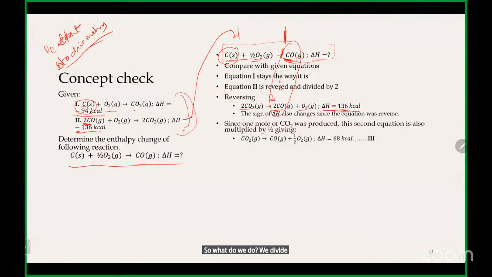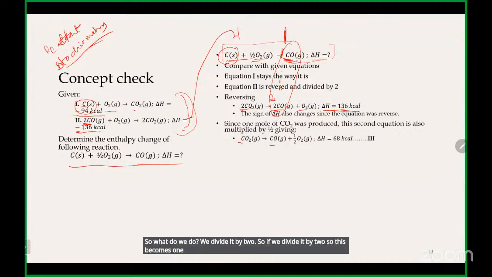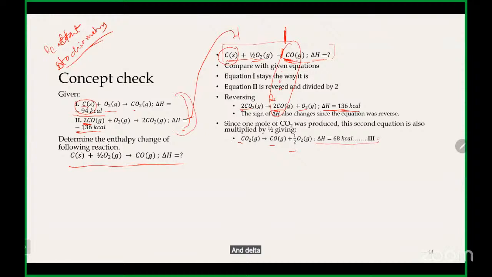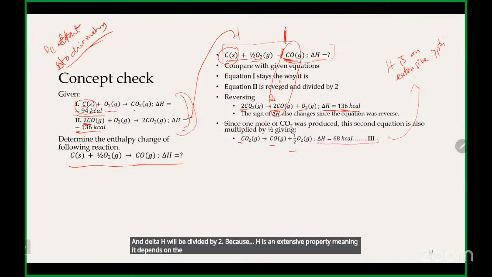If we divide it by 2, this becomes 1, 1 half. And delta H will be divided by 2 because H is an extensive property, meaning it depends on the amount of substance that you have there. So this becomes our equation 3. Or if you want to call this 3 or 4, just to keep track of things.